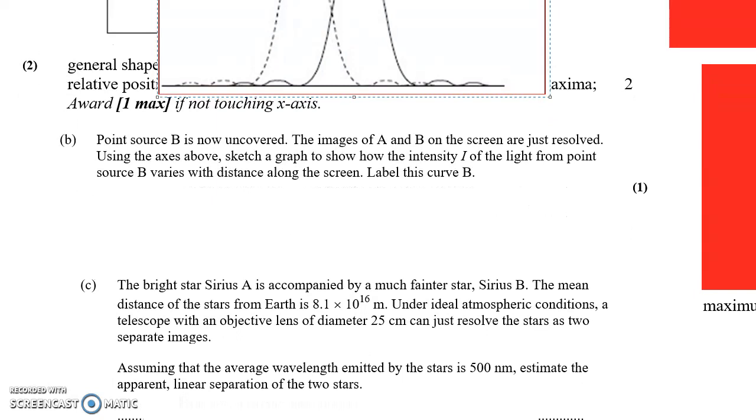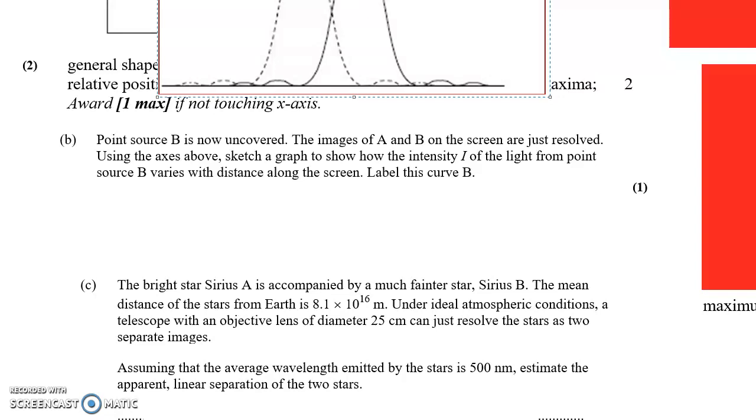And the last part's a nice question, but it is a topic 9 question. So this time you're looking at 2 stars very far away from Earth, and it tells you the distance of the stars from Earth is 8.1 times 10 to the 16 meters. And it says that we can just resolve those 2 stars as separate images. So again, that's giving you an important piece of information there.